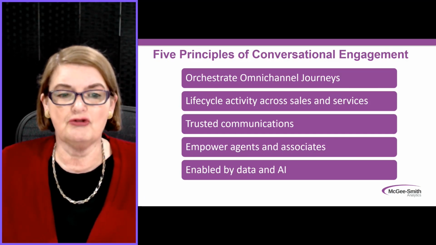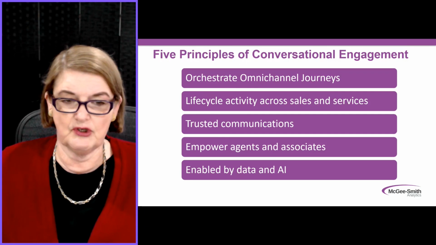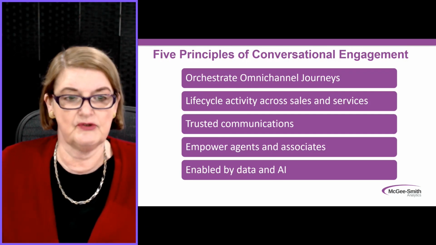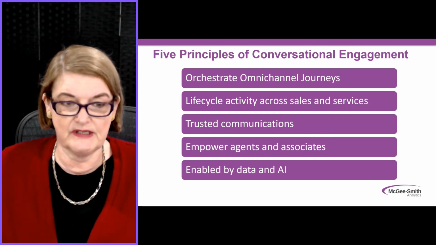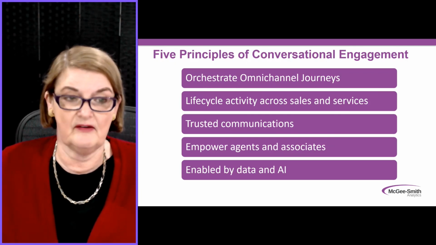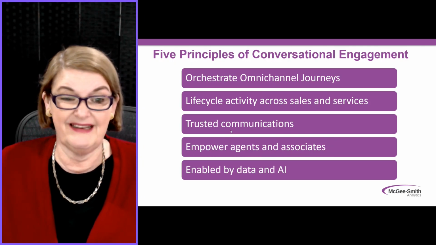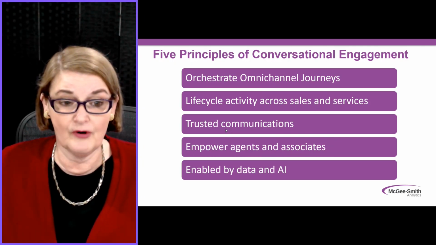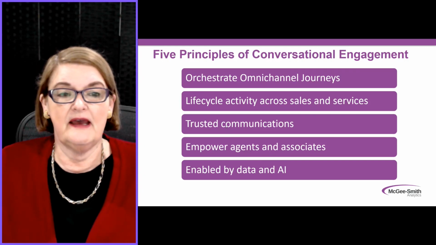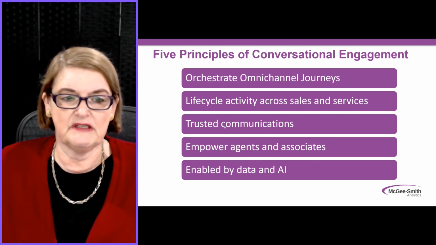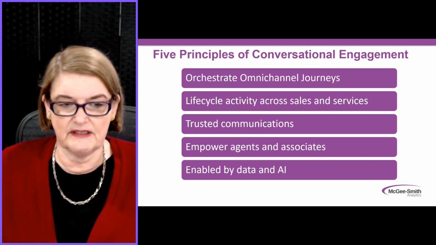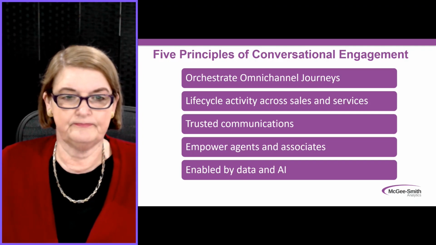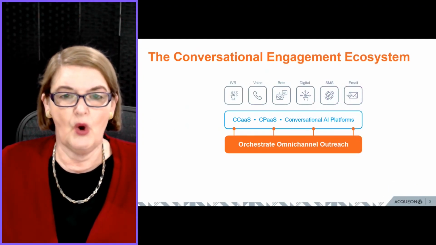The third is trusted communications. How do we ensure that both for the business and for the consumer? Next, empowering agents and associates is a key principle of conversational engagement. How we make it easier to be an agent and to be more effective as an agent. And then finally, conversation engagement is defined by enabling data and artificial intelligence. It is a next generation capability. So let's walk through each of these one by one.